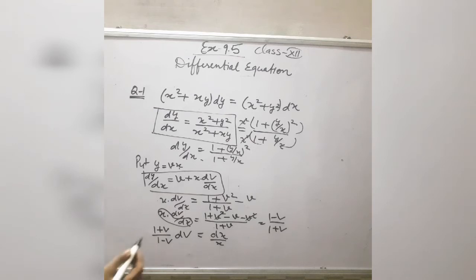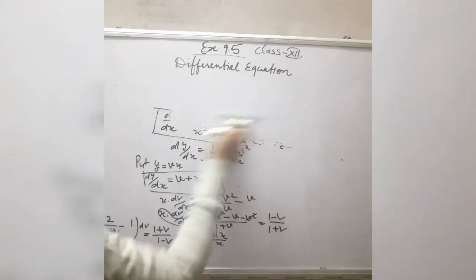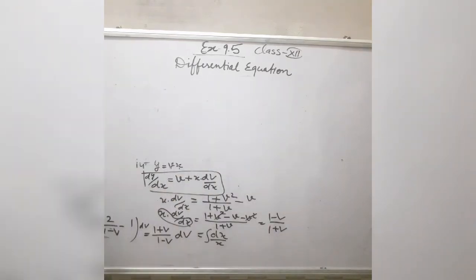Now this (1 plus v) by (1 minus v) can be written as 2 by (1 minus v) minus 1. Now taking integration on both sides. I am erasing the statement because space is not there. Now see how you will do the next step.